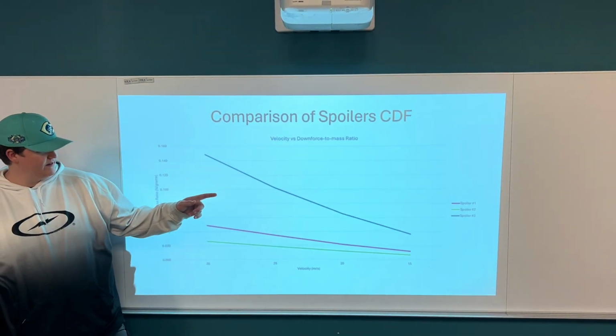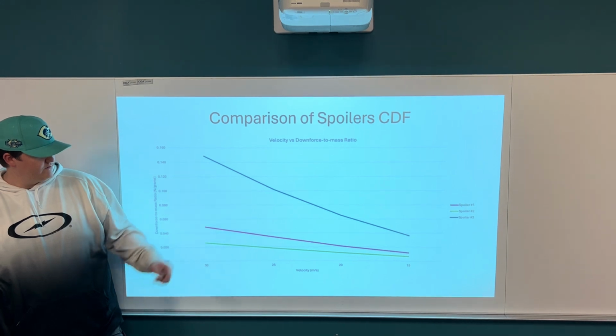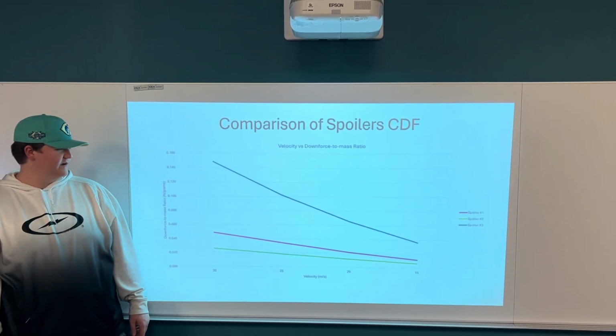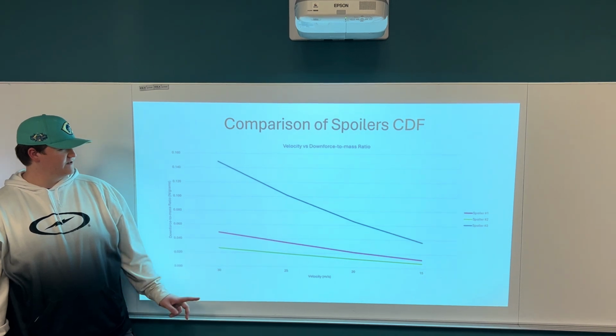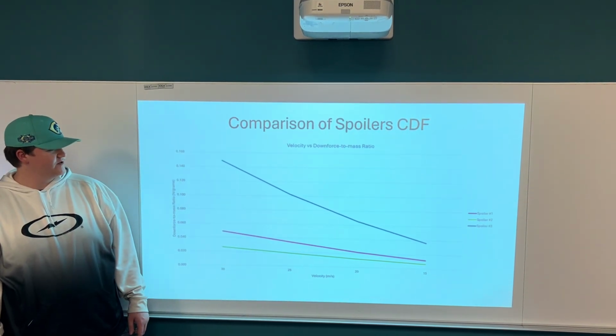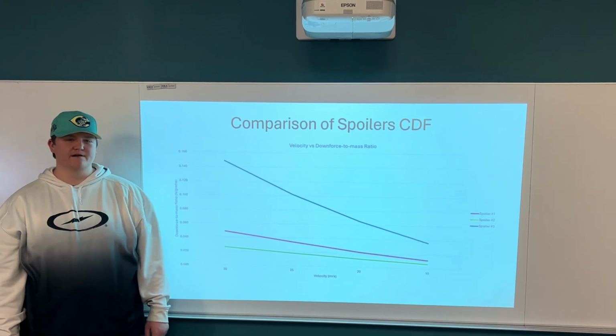Alright, so then here Haley's spoiler is in the purple, and then Ryan's is blue, and Ben is still bringing up the rear in green. As you can see by this graph here, Ryan won this as well with the highest downforce to mass ratio, followed by Haley, and then Ben in the rear. Alright, and the winner of our CFD testing is Ryan.